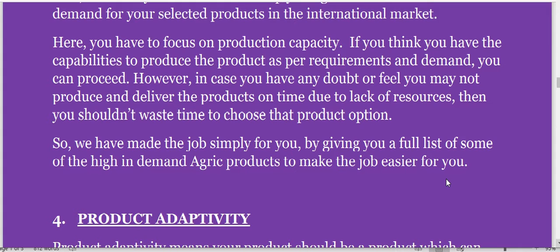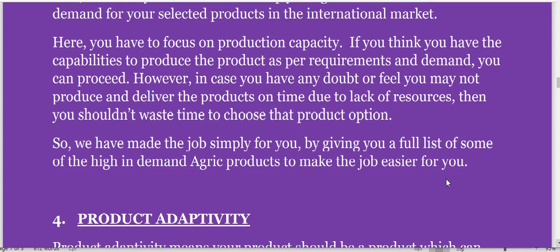However, in case you have any doubt or feel you may not produce or deliver the product on time due to lack of resources, then you shouldn't waste your time choosing that product option in the first place, because it is going to make you lose your international credibility. Once you promise a buyer that you're going to meet demands and then later fail the buyer, it is a loss to your credibility in the international trade market.